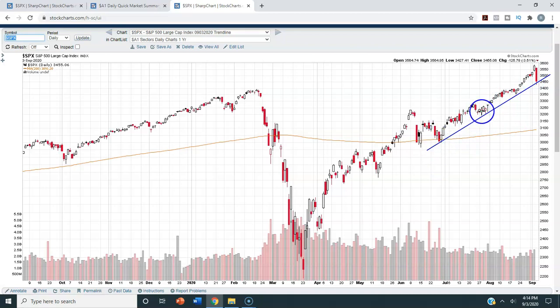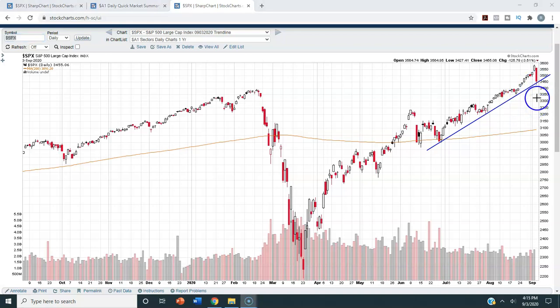And you can see here that we've come down and touched this trend line several times, and we closed just above it after trading below it in the latter part of the afternoon. So far, this uptrend is still intact even with today's sell-off. However, if the market continues to roll over from here, it will break this uptrend.